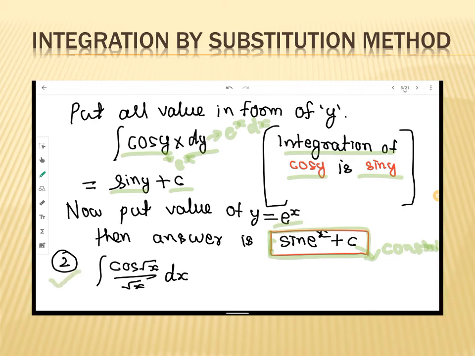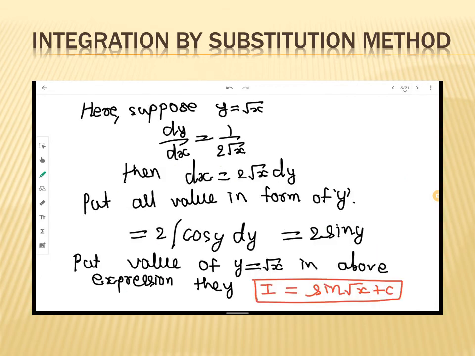This is the second example. Integration of cos root under x upon root under x dx. We have to integrate this term. And then here we suppose y is equal to root under x. Now differentiate y, then we can write y dash. We differentiate y, dy by dx is equal to 1 by 2 root under x.